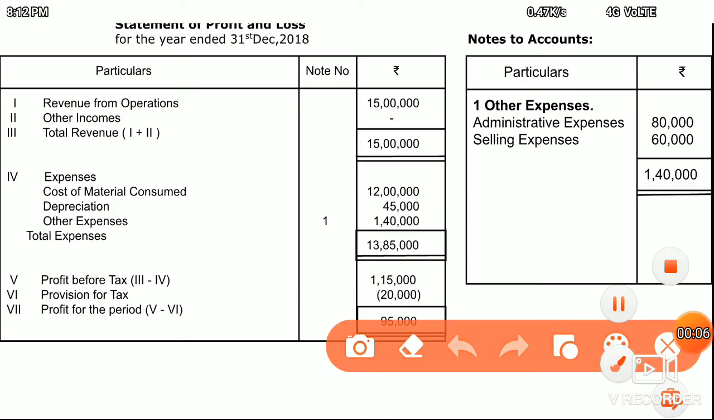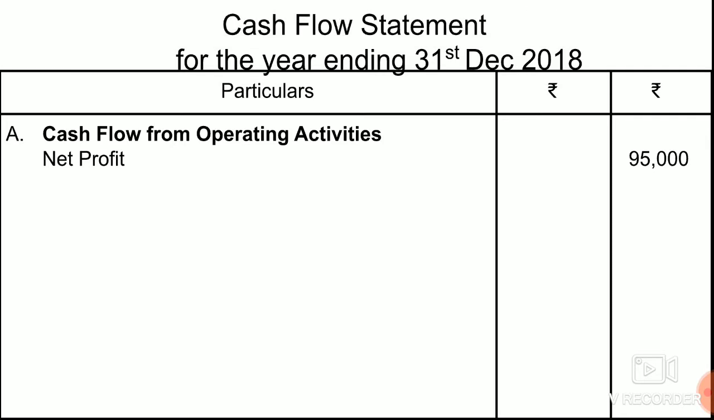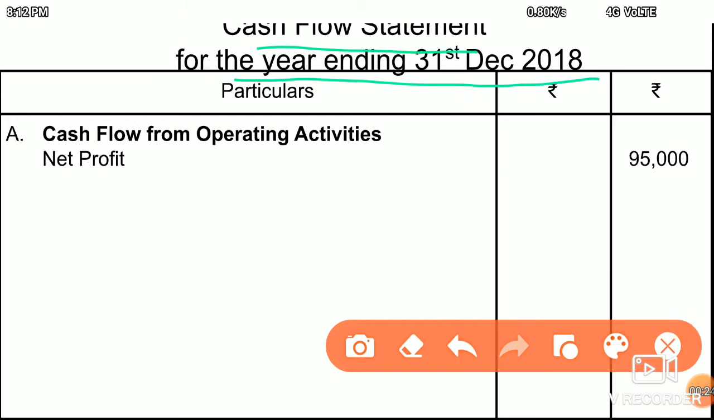Now if we look at our question, we see that our net profit after tax is 95,000. So we will start our statement with this net profit after tax, which is 95,000. Before that we will write cash flow statement for the year ending 31st December 2018. Then we will have two amount columns and the particulars column. Then we write A, cash flow from operating activities, and then we write net profit. This is net profit after tax, which is 95,000.